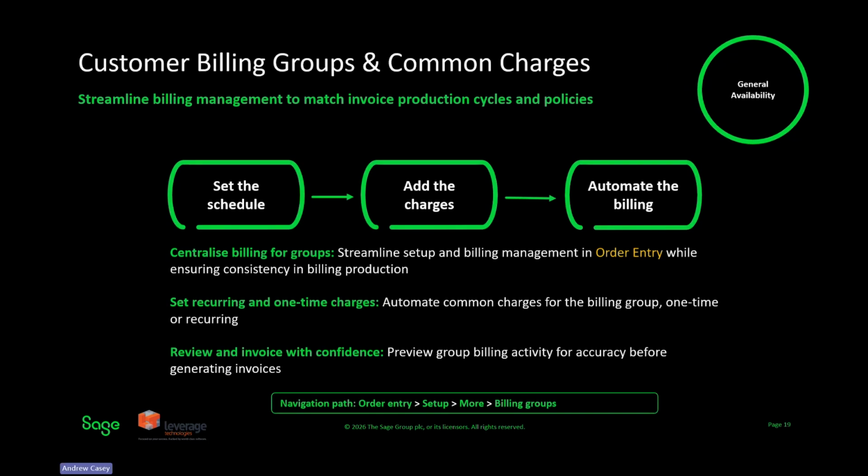Customer billing groups and common charges. So common charges, this helps finance teams manage high volume billing with less effort. You can group customers who share a billing cycle and manage billing at the billing group level, including common charges that are one-time or recurring. Updates are made once and applied consistently across the group. Before invoicing, you can preview the group billing activity for accuracy, check that it's okay, then fast forward your invoice production with a more streamlined workflow.